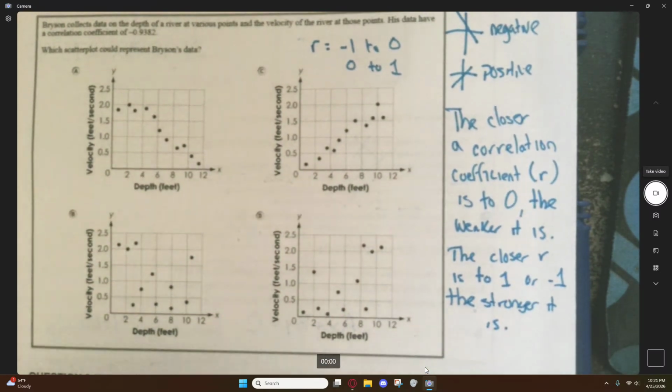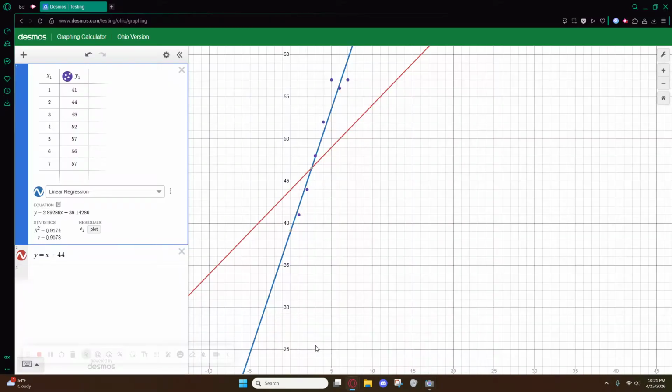So now we have to talk about what it means for something to be weak or strong. A strong coefficient represents a line of best fit where the line is through or very close to most of the points. Here's something we used in a previous video. You'll see that this line is very, very close to most of these points. That's why it has a correlation coefficient of 0.95, very close to 1.